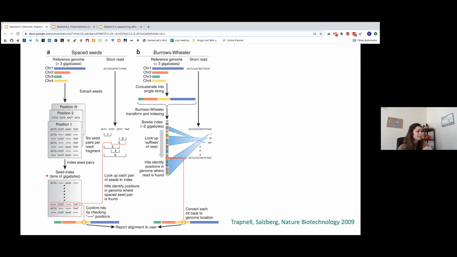So this is a good strategy for alignment, but it takes tens of gigabytes to store the entire human genome in this sort of seed index format. So it's not very memory efficient, and it actually consumes a lot of resources to do so.